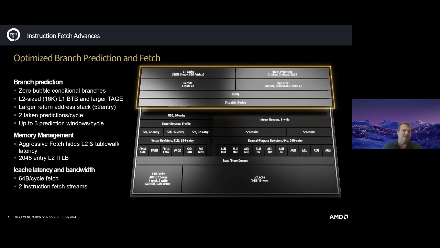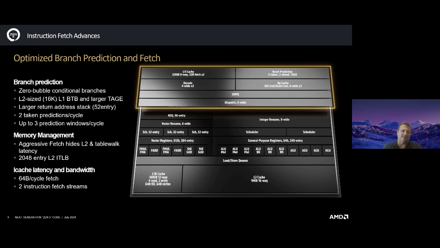On the memory side, we have an aggressive fetch that's trying to hide any of the issues, since our L1 can still be small for bigger footprint workloads. So we're aggressively fetching ahead to pull those instructions in from the L2 and even sometimes from the L3, or get those table walks going if there's a TLB miss. But we also grew on the I side the L2 ITLB to 2K entries, again for those larger footprint workloads.